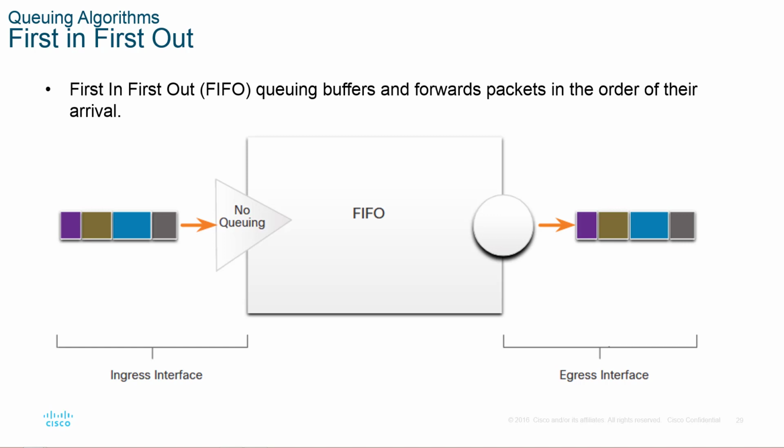For FIFO, the first in, first out queuing buffers, it has no concept of priorities or classes of traffic or anything else. Whoever gets in line first moves through first. There's only one queue, all the packets are treated equally, and the packets are sent out of an interface in the order in which they arrive. First in, first out.